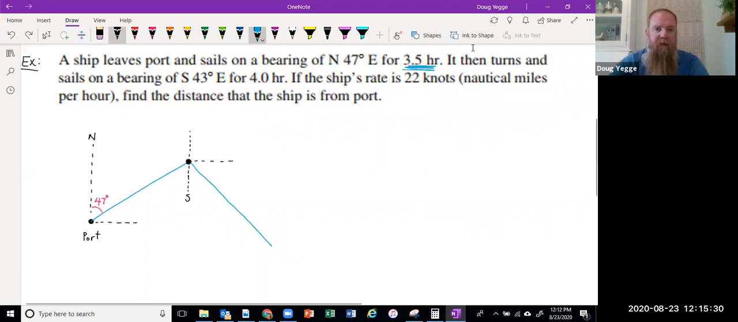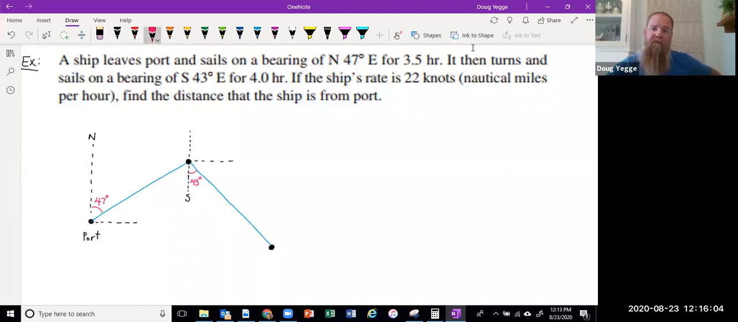Okay. Now apparently it's gotten to somewhere over here. So we now need to fill in our picture here. From the south line towards this bearing is an angle of 43 degrees. And finally, if the ship's rate is 22 knots. Now knots is a unit of measurement similar to miles per hour, except it's nautical miles per hour, which means there's a speed on the ocean, okay?